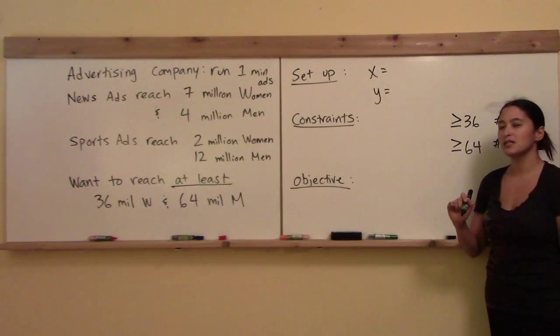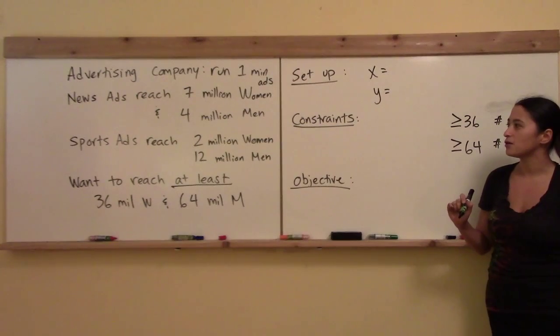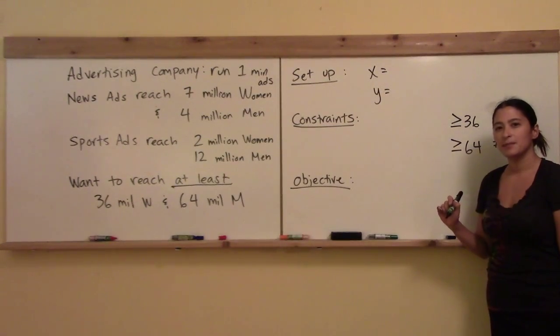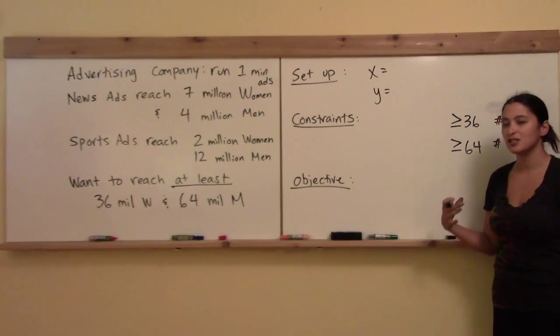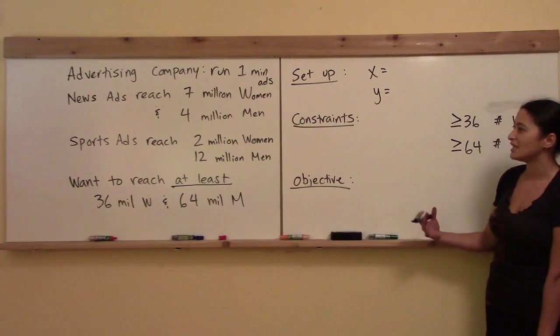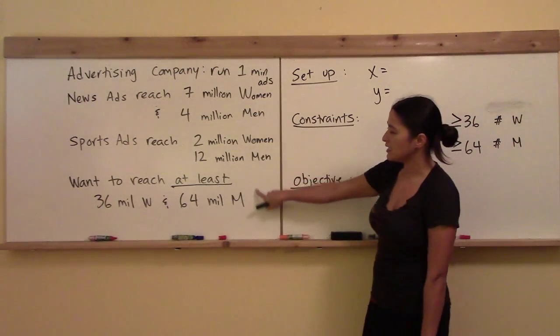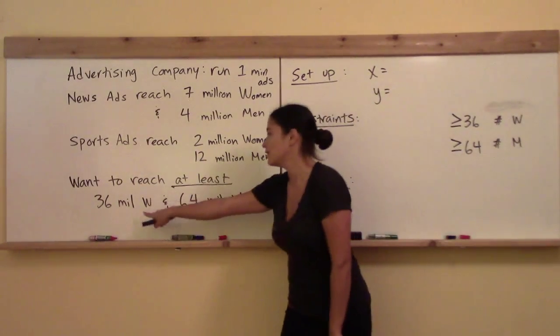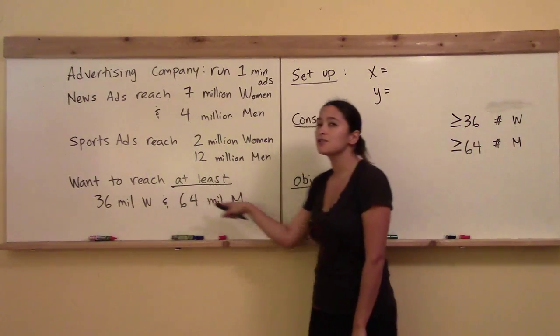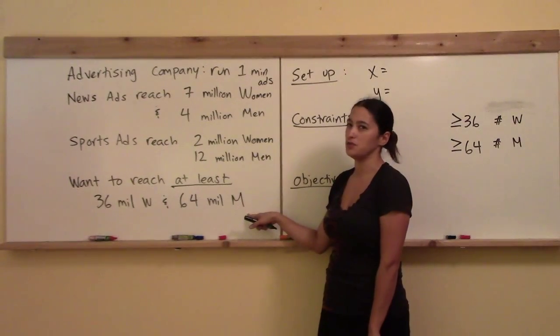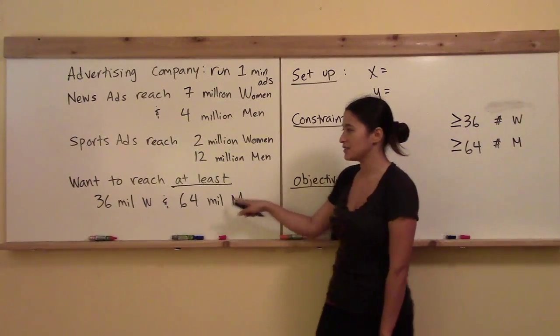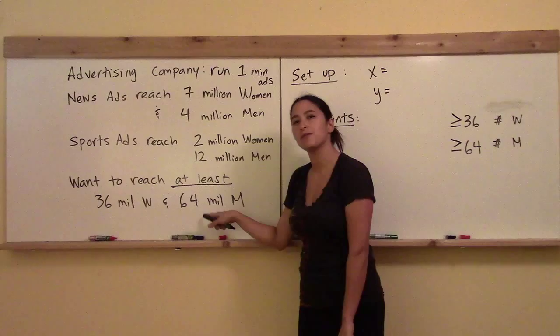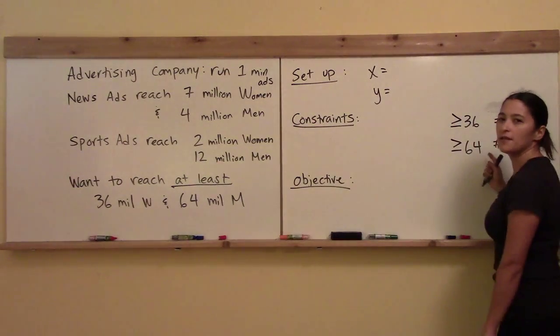Okay, so were you thinking maybe that X and Y should be the number of women and the number of men? Because I'll say that that's common, but that actually is misleading and that leads to mistakes. Whenever you see constraints here, you see the keyword at least and it says women and men, those are actually the things that you should not choose for the X and Y.